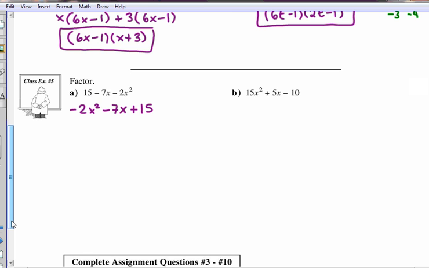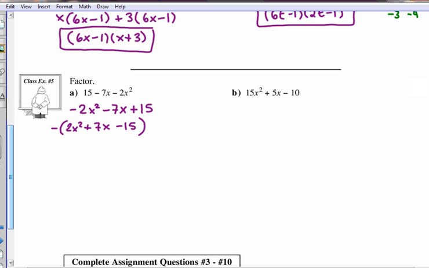Okay? So if we factor a negative 1 out, just times everything by a negative 1, the new inside becomes 2x squared plus 7x minus 15. We factored out the negative 1. It just switches all the signs.